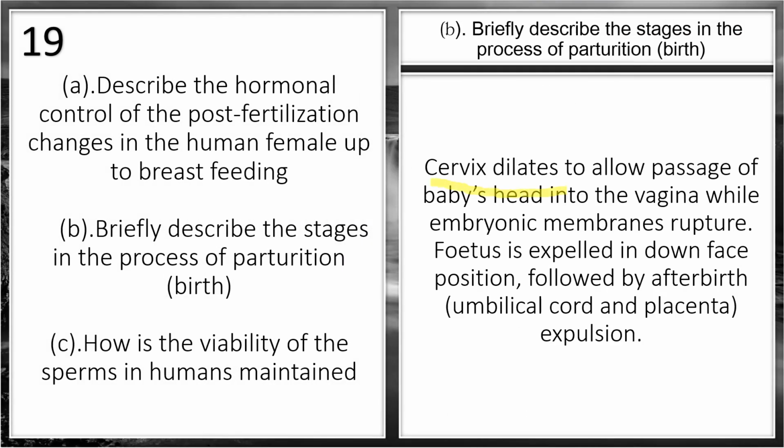The cervix dilates to allow the passage of the baby's head into the vagina, while the embryonic membrane ruptures. The fetus is expelled in a face-down position, followed by the afterbirth: umbilical cord and placenta expulsion.